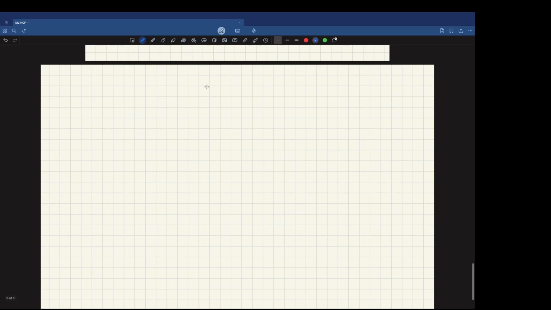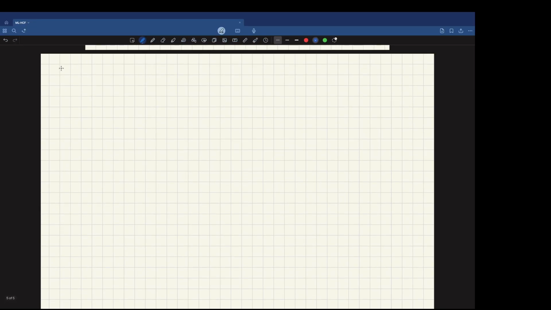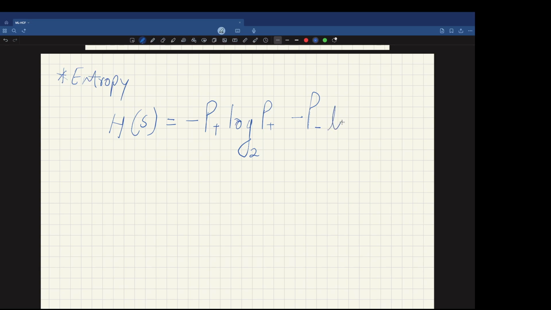So how will a pure split be defined for the computer? There comes the concept of entropy. We denote entropy as H of S. Right now, don't worry what H of S is, just keep going and you'll come to know. We denote it as minus P positive log base 2 of P positive minus P negative log base 2 of P negative.